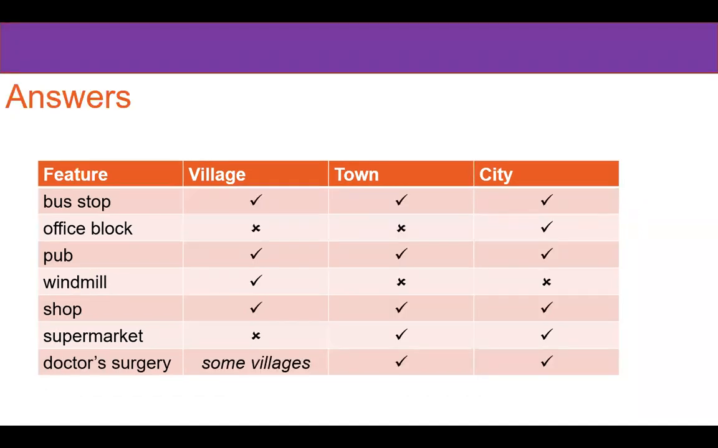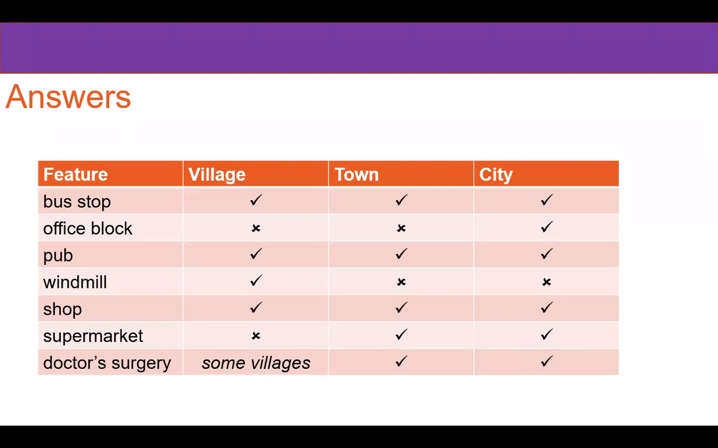So, the answers. Bus stop you would find in a village, a town, and a city. An office block you would only find in a city. A pub you would find in a village, a town, and a city. A windmill would only be found in a village, unless you have a rural area around our school, which we do have, a windmill not far by.